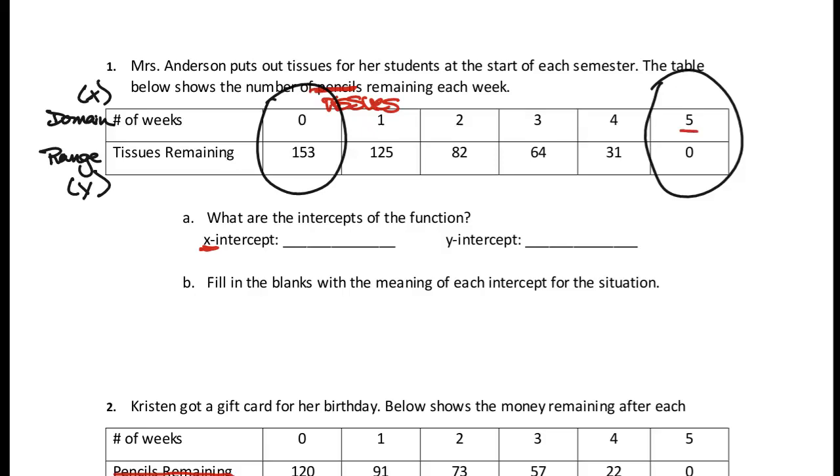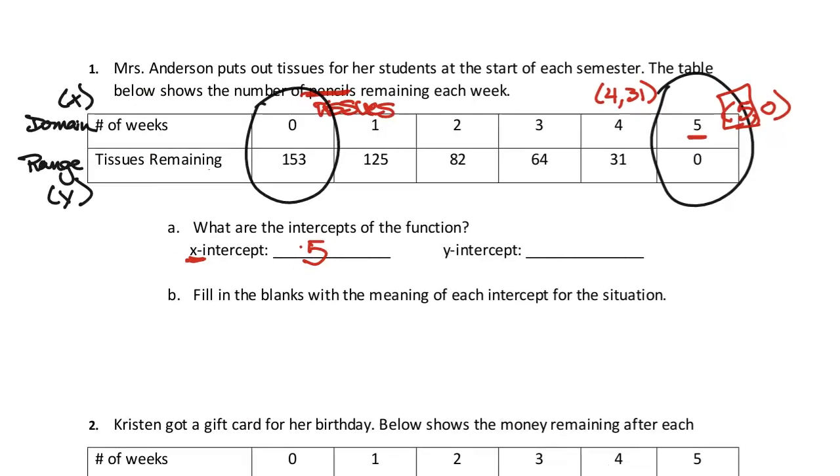It's going to be 5 because this is the ordered pair, gentlemen, 5, 0. These are all ordered pairs. So 5, 0, that's your x-coordinate, so the x-intercept is 5. What's my y? We'll come back after.